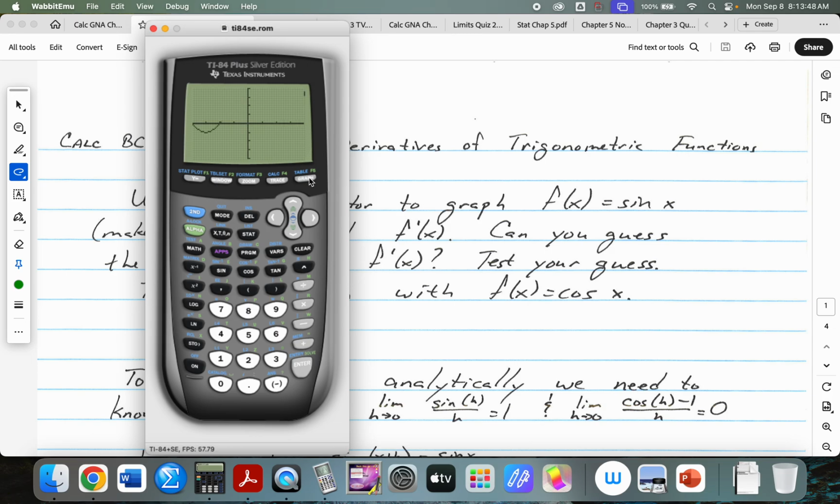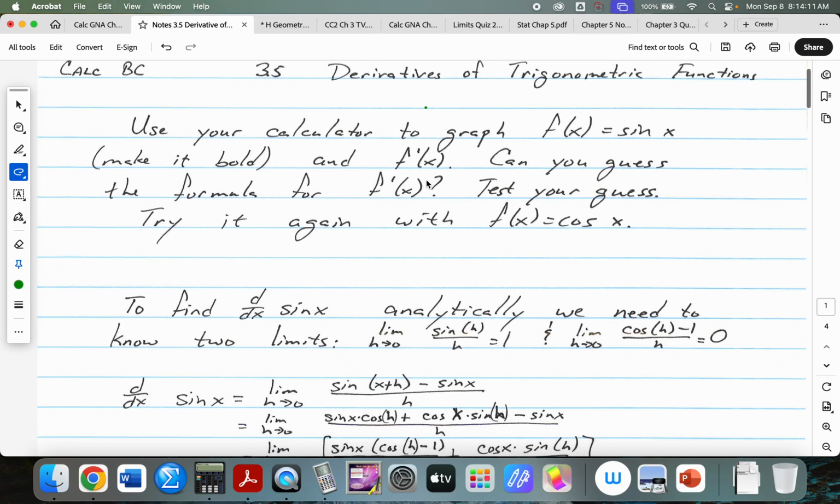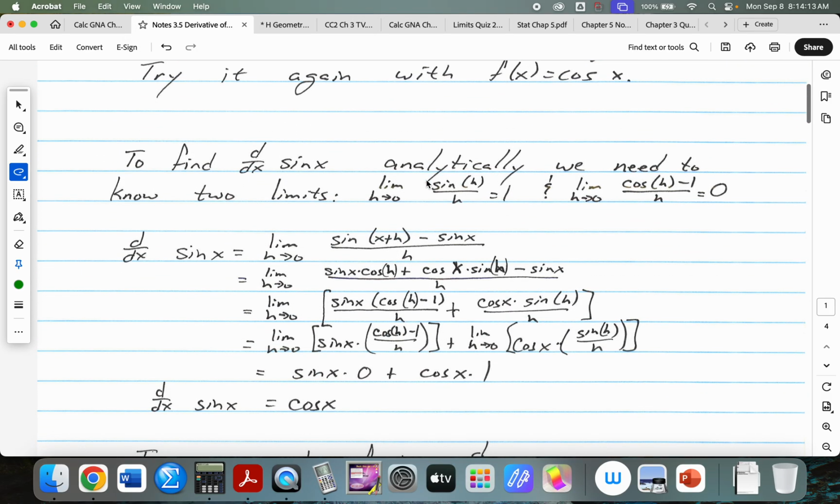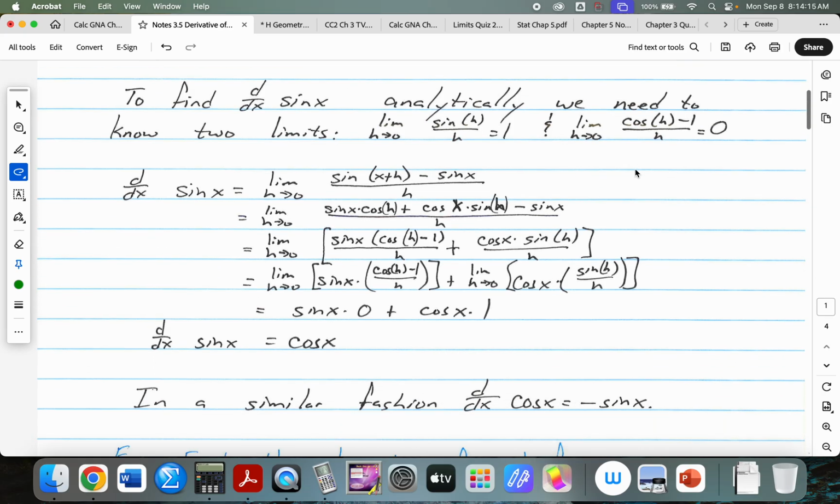So here's the derivative. You're like, that's not the sine graph, is it? It's the sine graph reflected over the y-axis. So it's the opposite of sine. So graphically, we think we know what's going on.